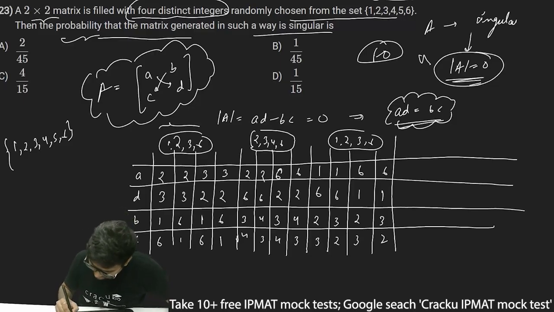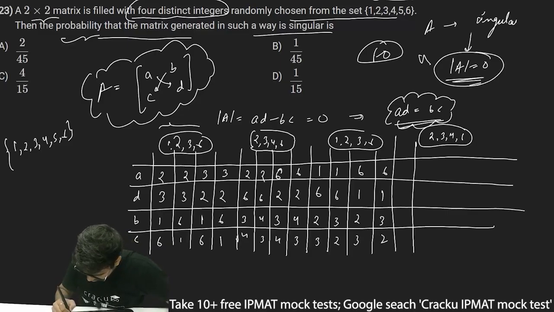Similarly, with 2, 3, 4, 6, I can take one more case. So thus, with 2, 3, 4, 6, I took 2, 6, 3, 4, and I can now take 3, 4, 2 and 6. Also, I can take 3, 4, 6 and 2 because again 12 minus 12 is 0.